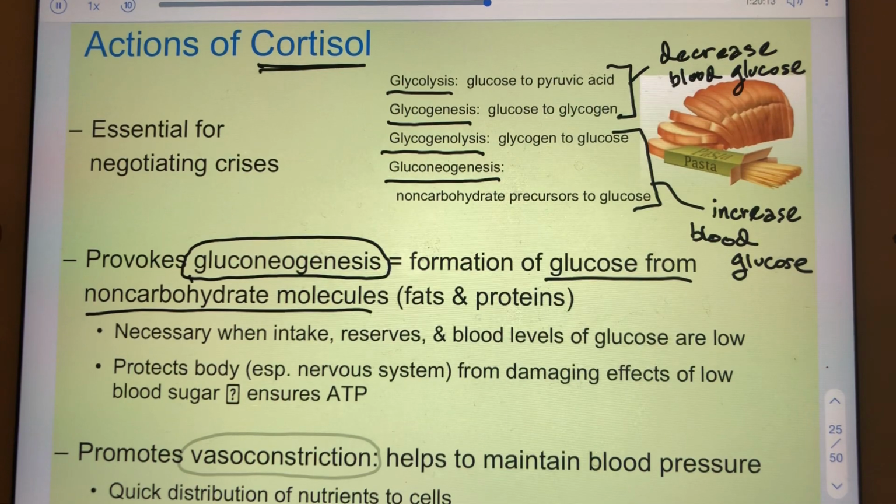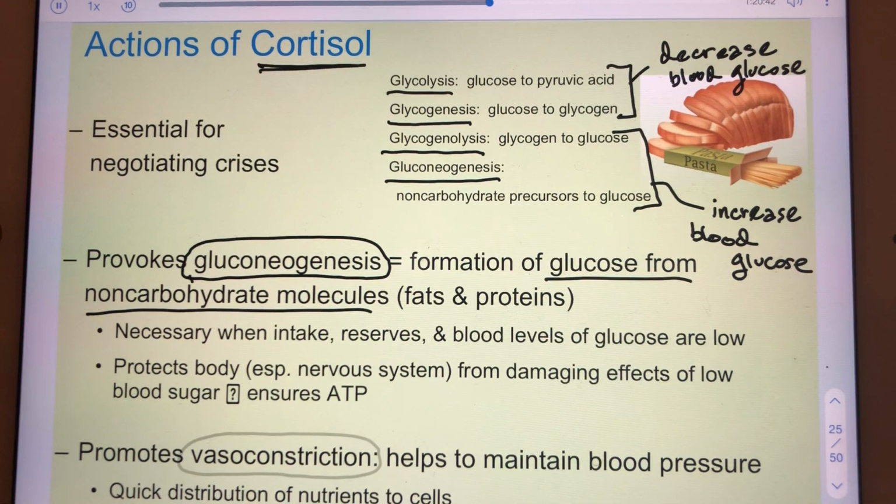Why do we want to keep blood glucose levels steady? Well, because there are some cells in the body that insist on having glucose as a fuel source. Can you name one of those cells? Yeah, neurons. Neurons will only utilize glucose as a fuel source. So if we want our nervous system to continue to function, we have to make sure glucose is available.